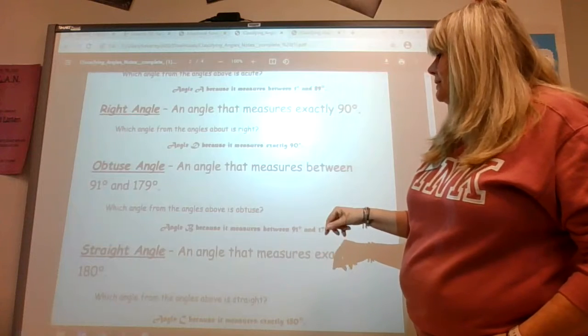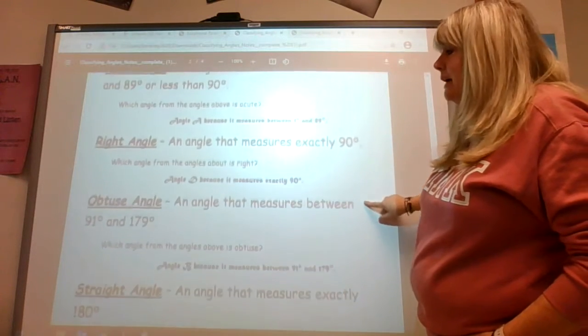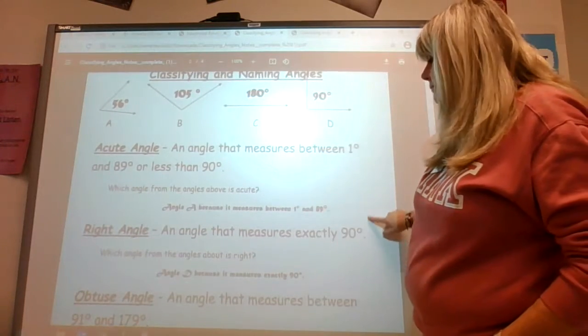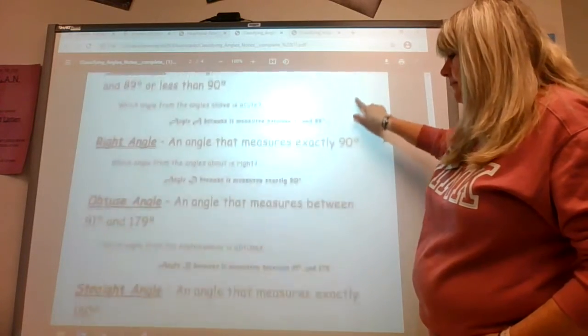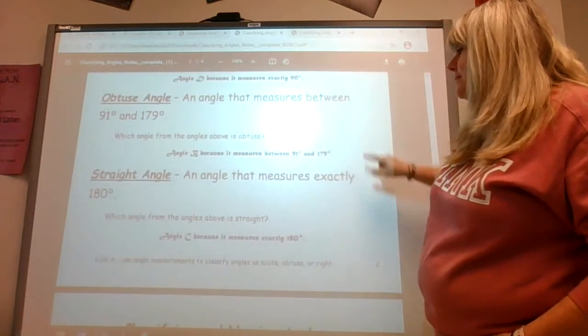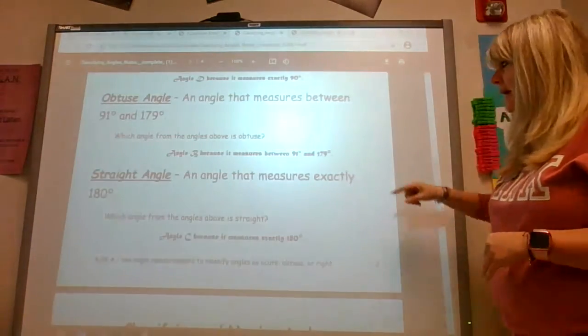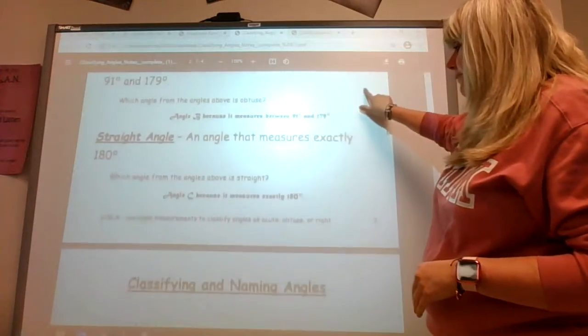An obtuse angle is an angle that measures between 91 degrees, greater than a right, and 179, less than a straight. And we said that one is angle B. And then a straight angle is an angle that measures exactly 180 degrees. And we said that that one was C.